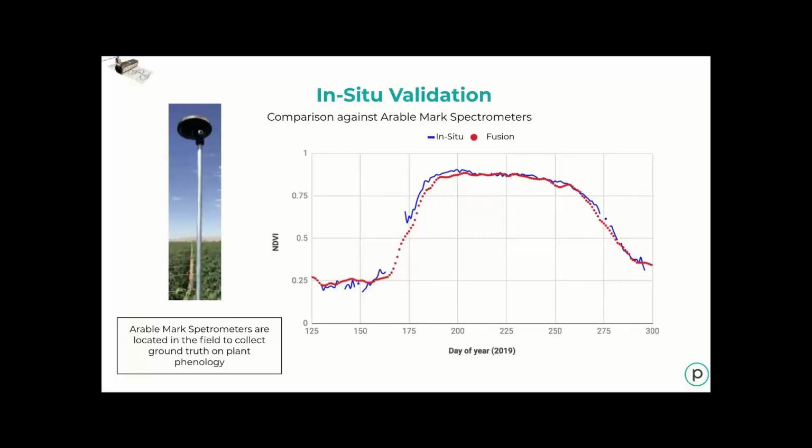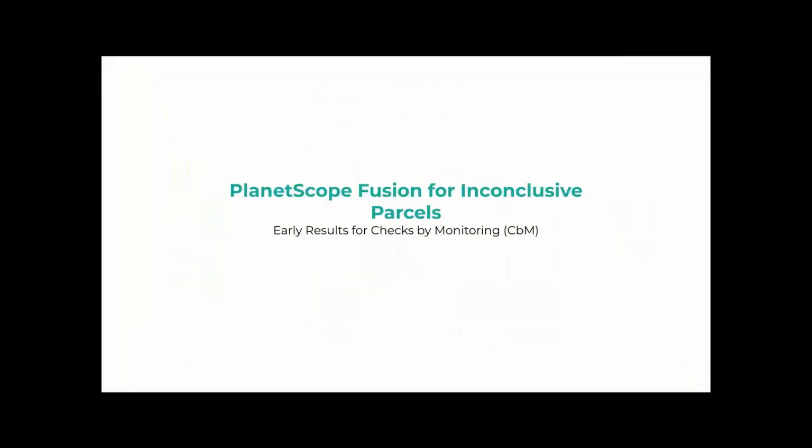These spectrometers are placed in the field and collecting on the ground in situ data, the actual truth about what's going on in the phenology of the plants. And we can see on the graph that the in situ data, blue, matches very well with the red points from Fusion, confirming that in fact this data process is mirroring exactly what's going on on the ground.